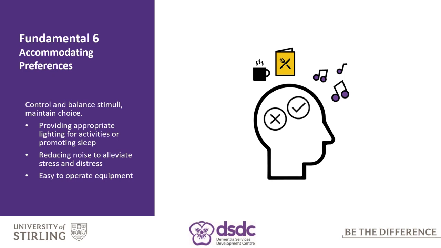Some of the suggestions provided in the material include an easy-to-operate TV remote control and possibly assistive technology. Lighting should be easy to operate and within reach, and if being able to get outside is a preference, then this should also be accommodated.